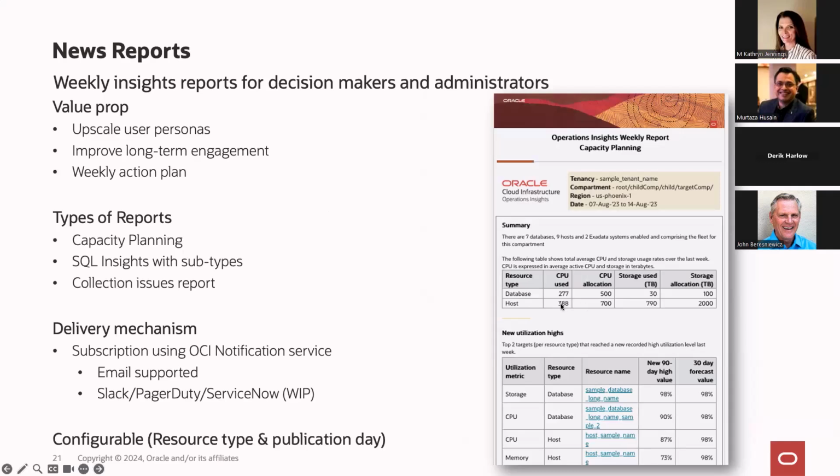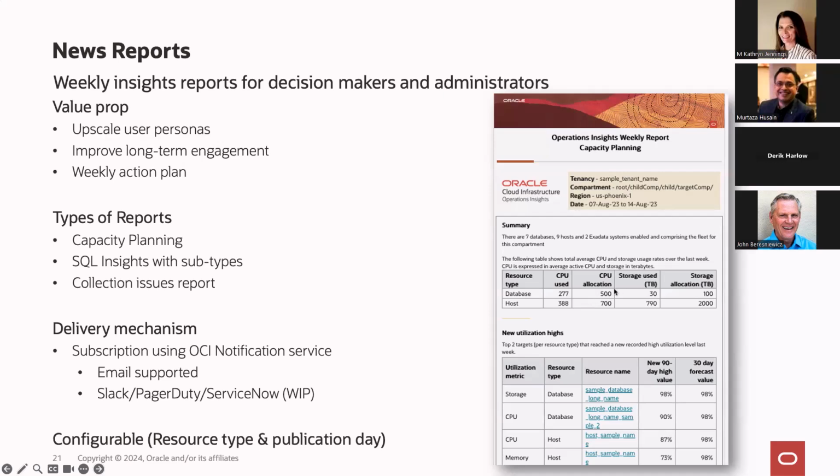So if you look on the right-hand side, this is one of the examples of what you would get once you enable the Ops Insights service within a news report. It provides you a high-level summary of all the databases, hosts, and Exadata systems that have been enabled within your service. It tells you how much CPU has been used across your databases.